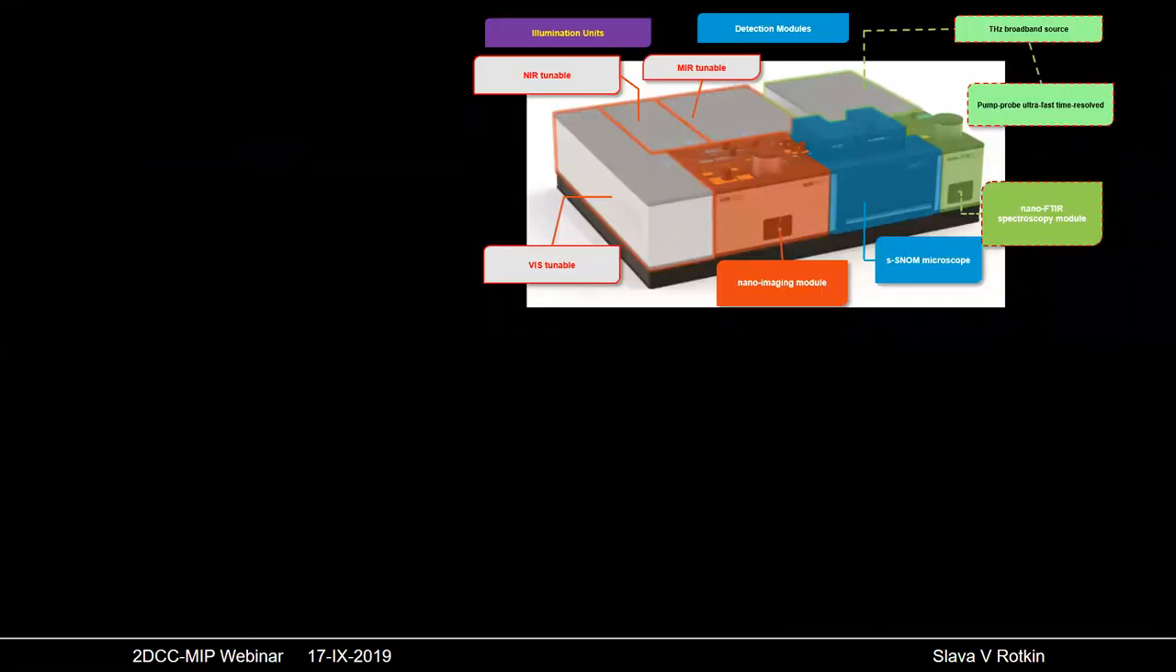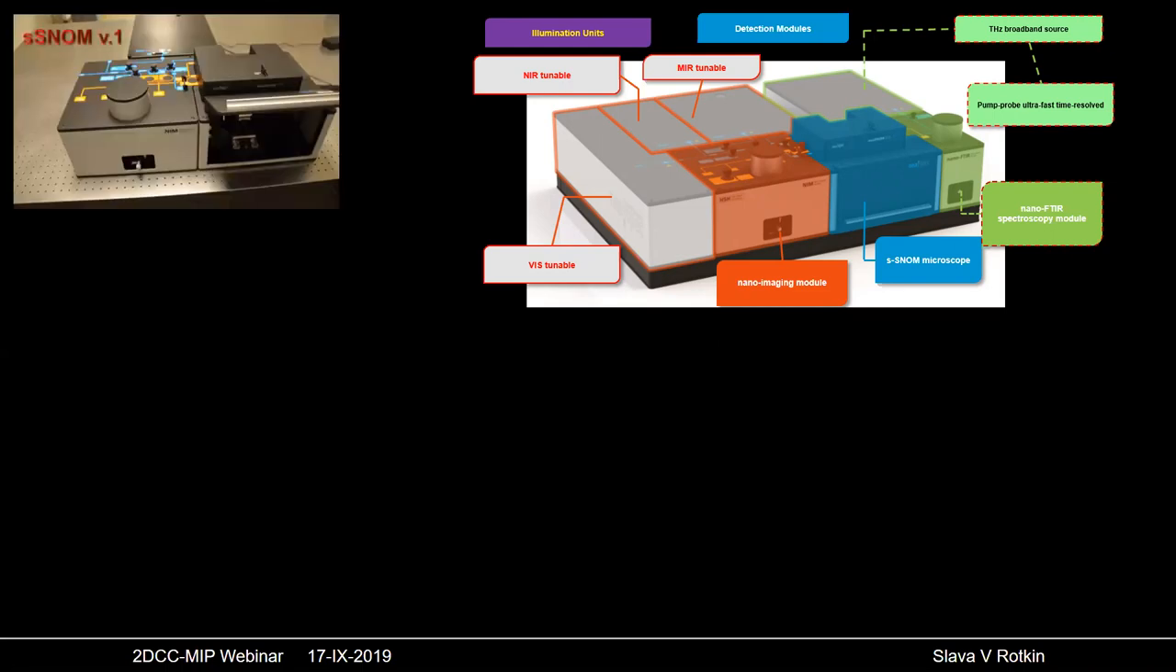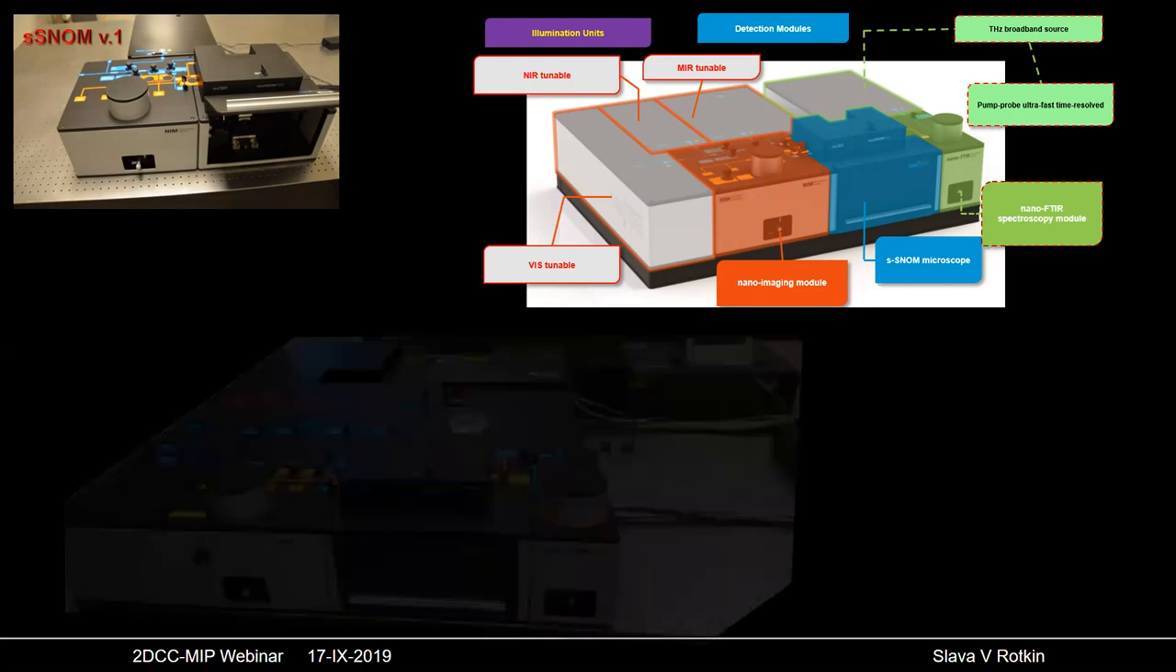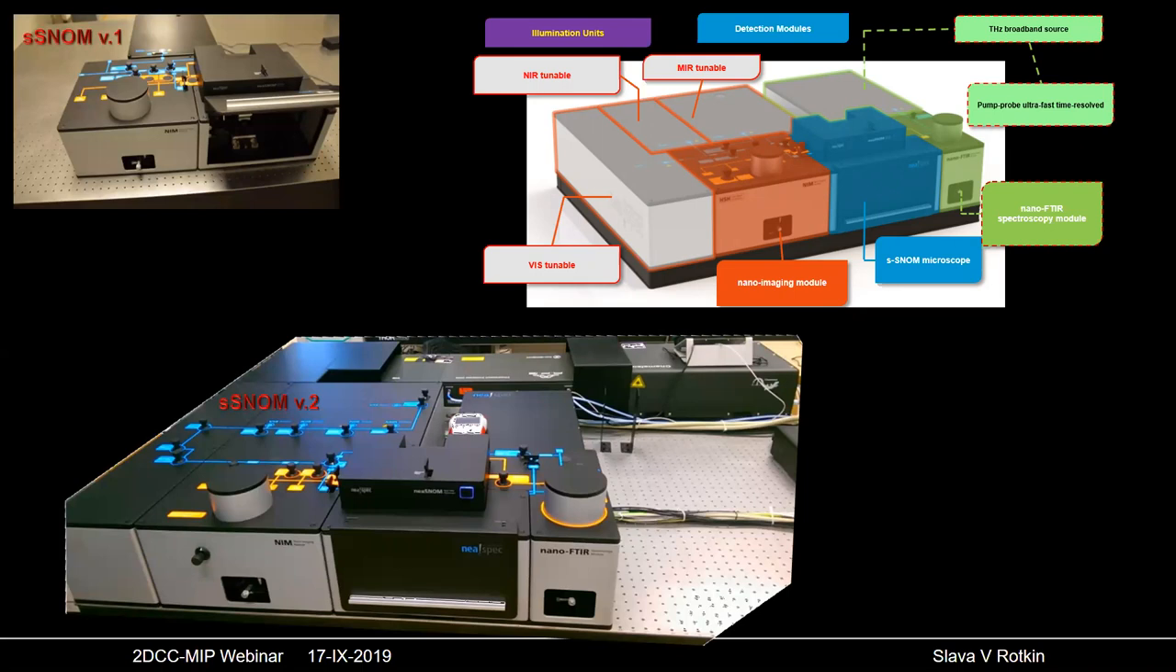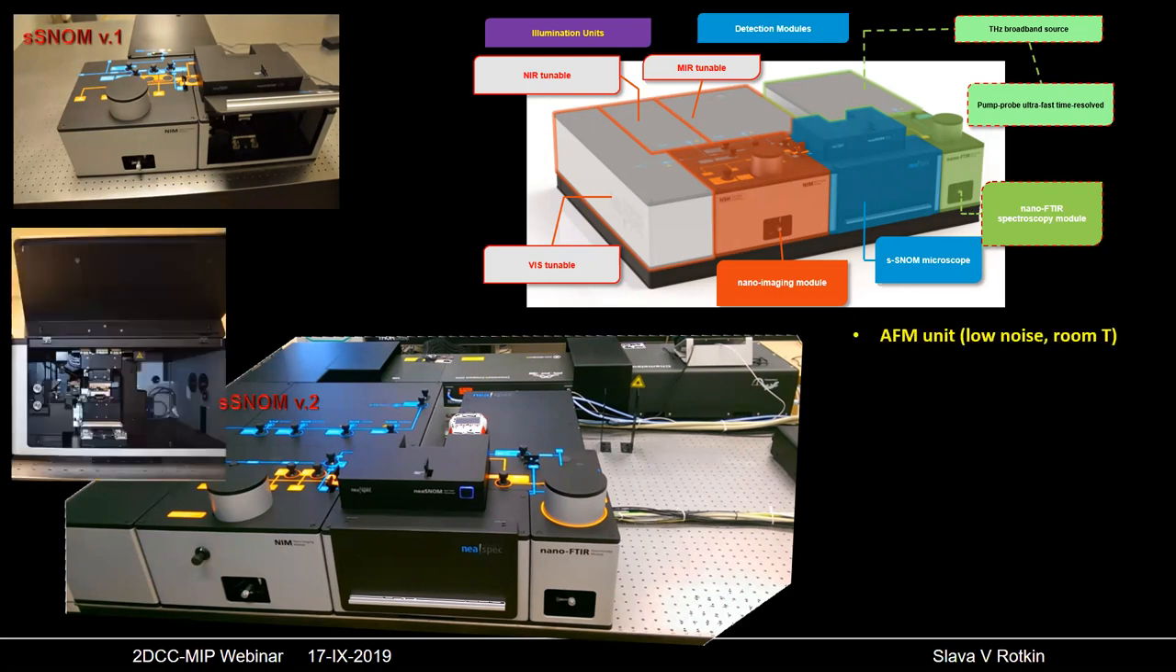So this is the scheme of the instrument that we have here at Penn State, and this instrument contains several major units. By the way, this is the s-SNOM version number one, which we had for about 4 months. And this is the current version two. So there is a whole lot of instrumentation beyond the original one. The original one had an AFM unit. This is the heart of the instrument, the low noise room temperature atomic force microscope.